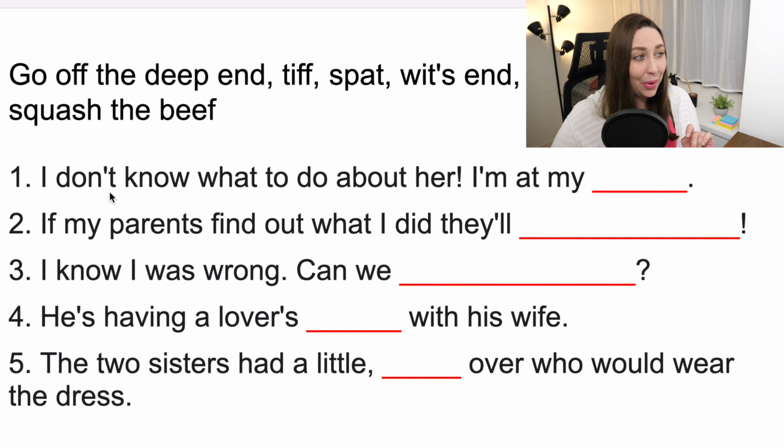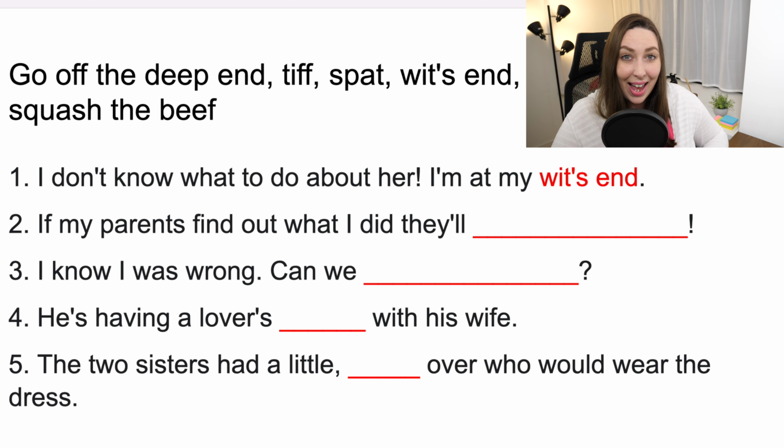Number 1, I don't know what to do about her. I'm at my something. Write your answers in the comments. Let's see who can get number 1 right. Big hint is I'm at my something. Okay, the answer to number 1 is wits end.